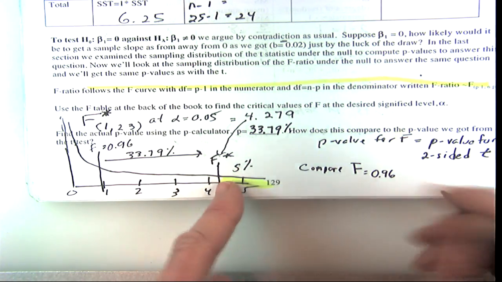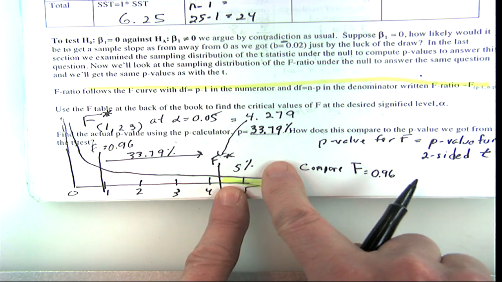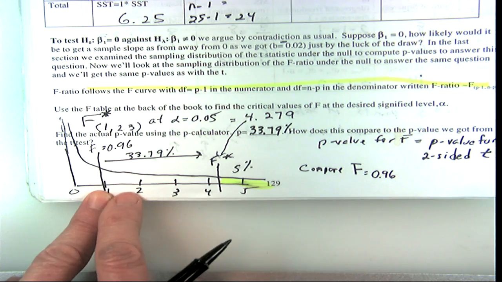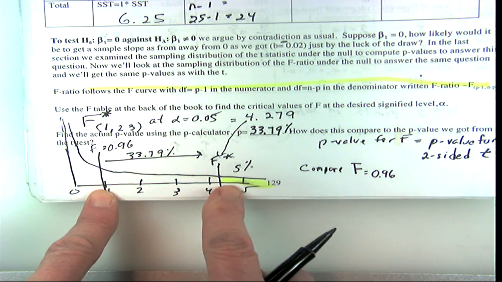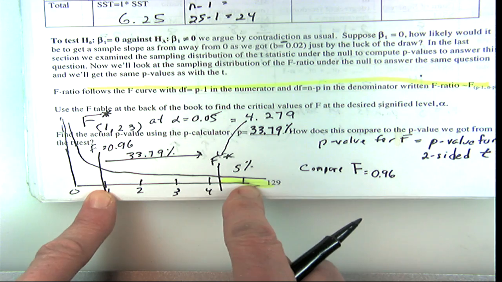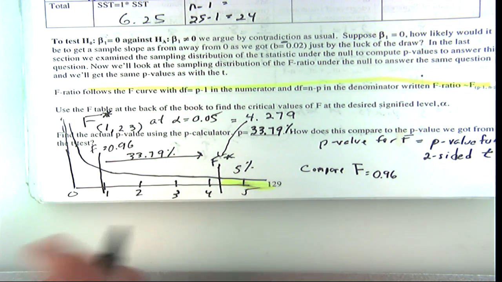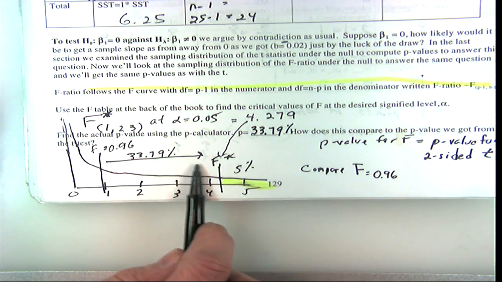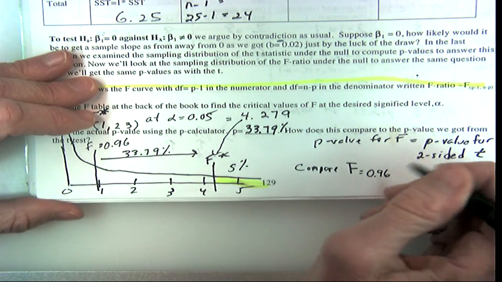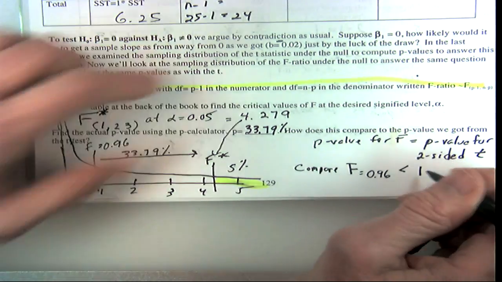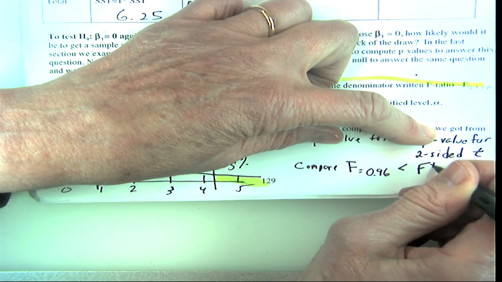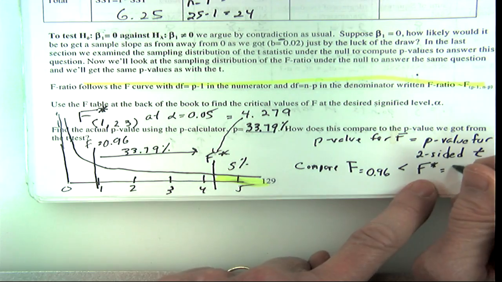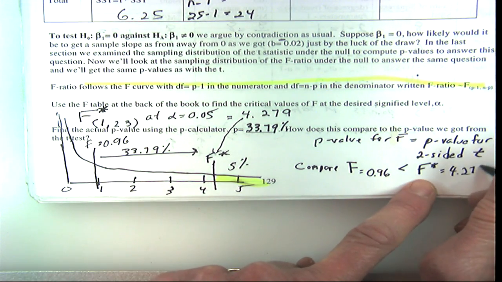If it was greater, if it was on this side, we'd have less than 5%. Our F was only about 1. We'd have to get an F statistic way over here to get less than 5%. Do you see that? Our F was right here. And we'd expect it to be about right there. But we'd have to go really far and get more evidence. So our F was less than F star, which was equal to 4.279 from the table.